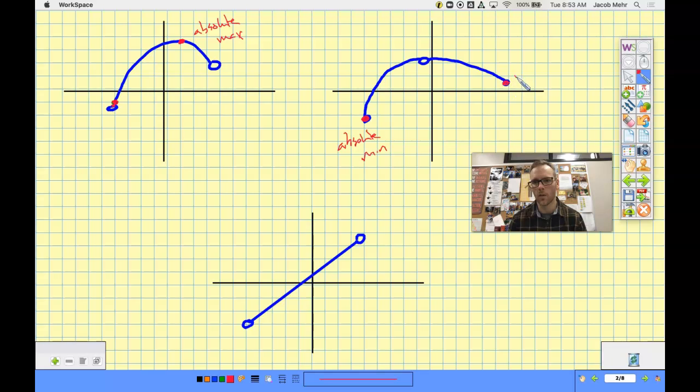Here is a relative min. But there is no maximum. See, I tried to draw this at the highest, put a hole at the highest spot that the function reaches, but we aren't guaranteed that there's a maximum.